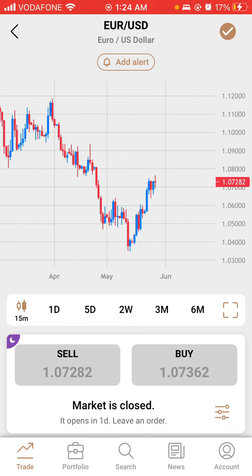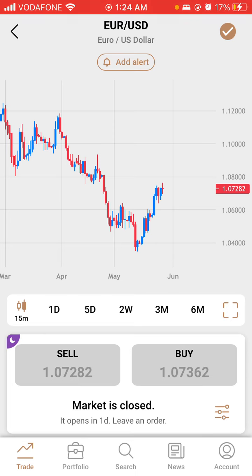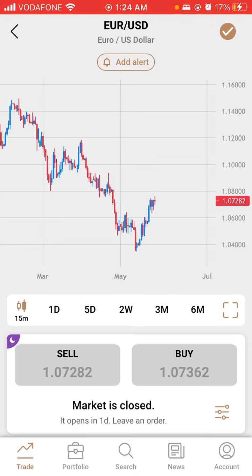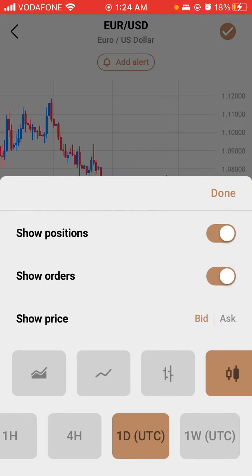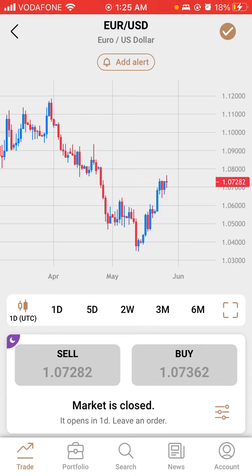And when it's on a daily form, you view the chart on a daily chart. So this is the daily chart right now. As you can see, this was the way the candlestick was before. So this is a day chart.